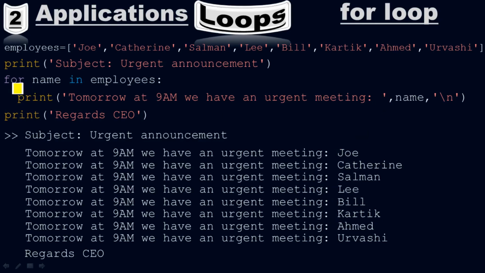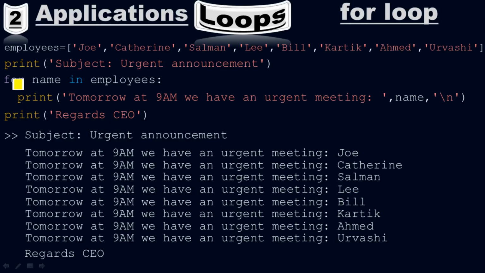If we put a space before the last comma of the message, you will see a space all the way here. And then the for loop will iterate over the third item, which is Salman. It is the third employee. So the message will be sent to Salman: tomorrow at 9 a.m. we have an urgent meeting, Salman. Similarly, the for loop will iterate over the fourth employee, which is Lee. Yes, Lee exists. So the message will be sent to Lee: tomorrow at 9 a.m. we have an urgent meeting, Lee.